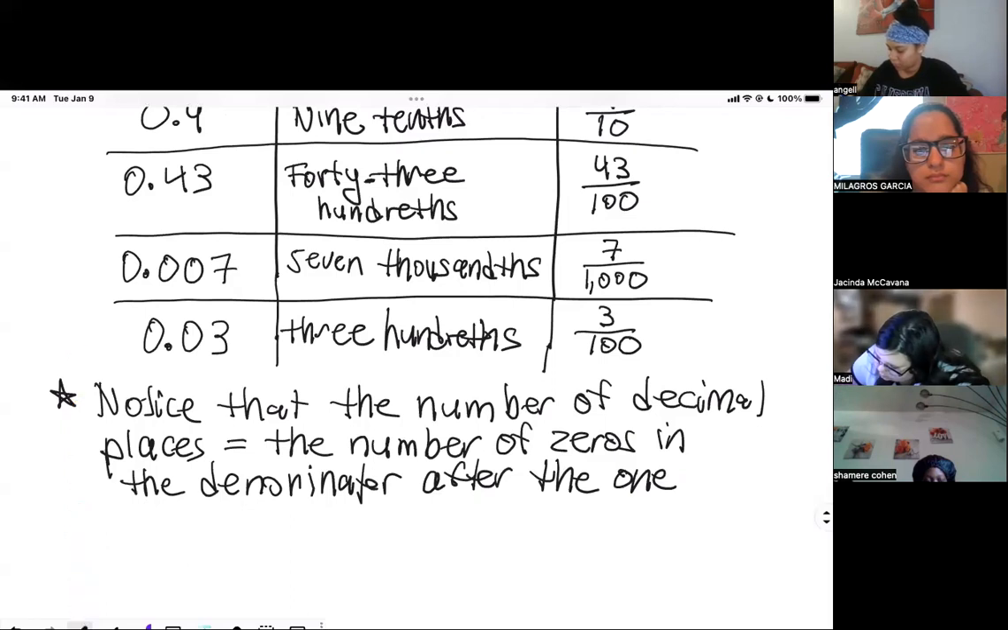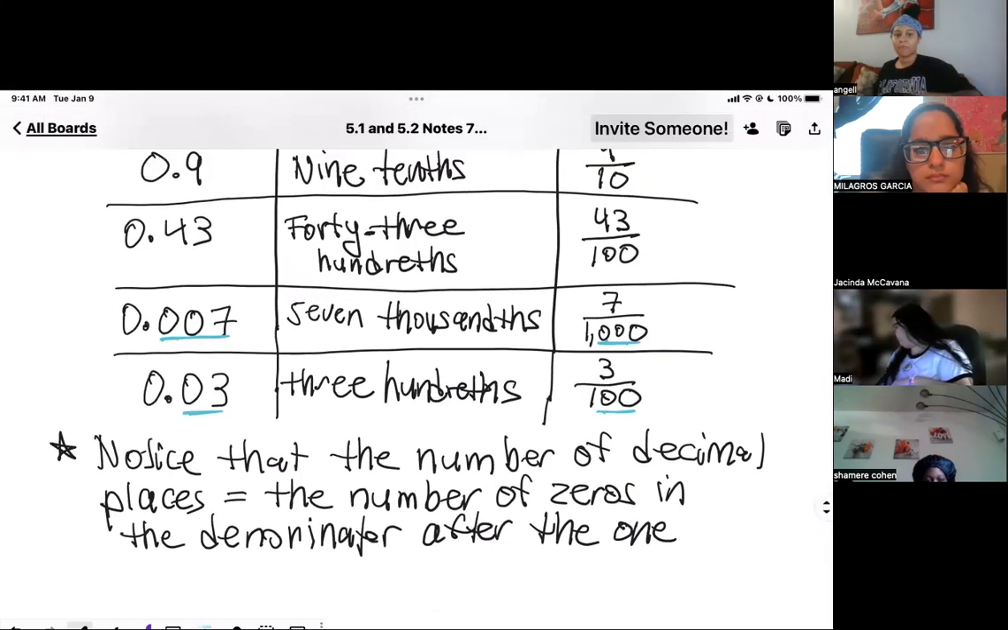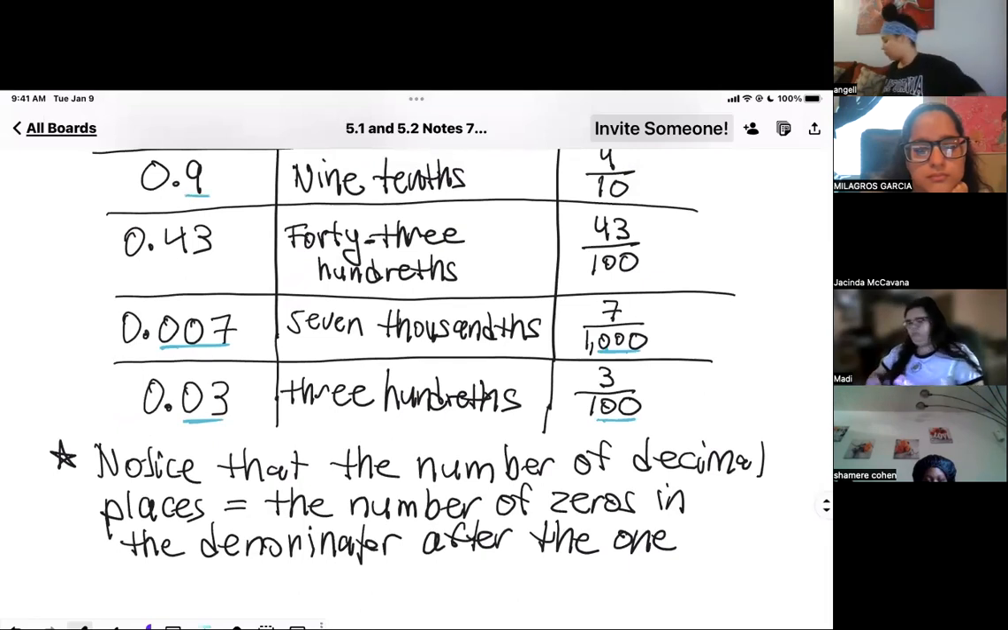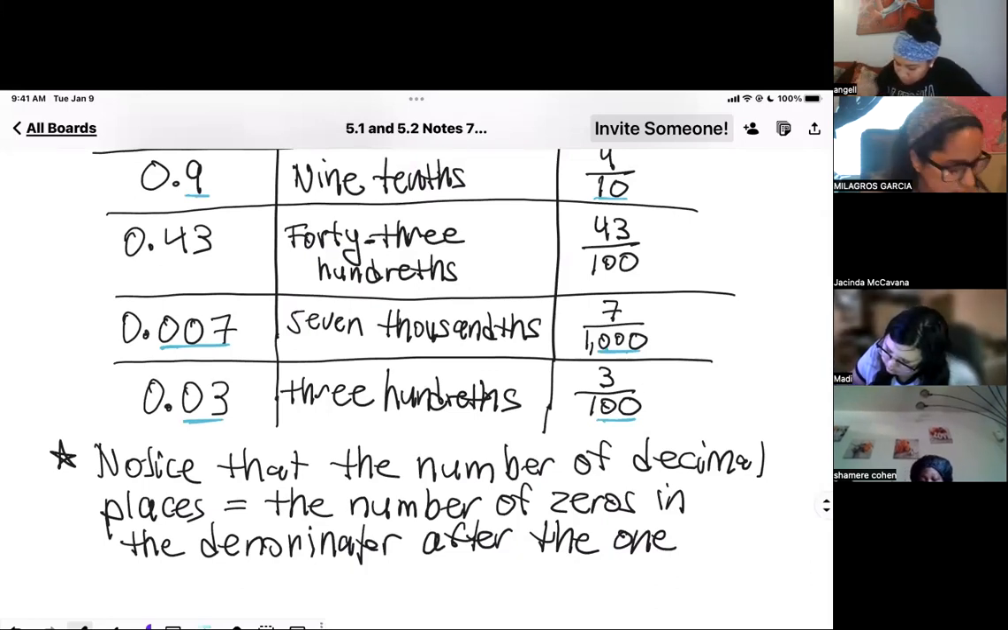I'll underline. See how we have 3 decimal places? See how we have 3 zeros? See how we have 2 decimal places? I have 2 zeros after the 1. If I have 1 decimal place, I have 1 zero after the 1. Just some kind of connection that I thought about as I wrote this down. Interesting, right?